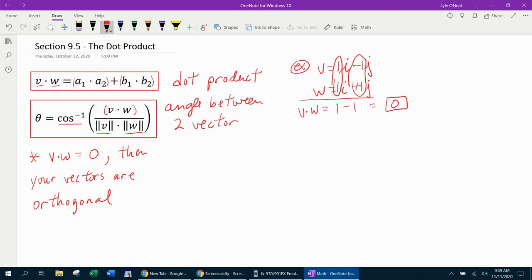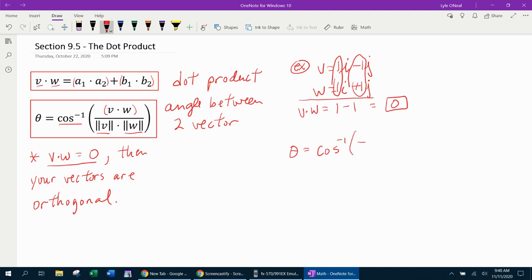Now, what does that mean? In my opinion, it's a fancy way of saying perpendicular. So if these vectors were to intersect, they would cross at a right angle. So to prove that, we're also going to find the angle between the two vectors, and I predict that we get 90 degrees. Here we go.